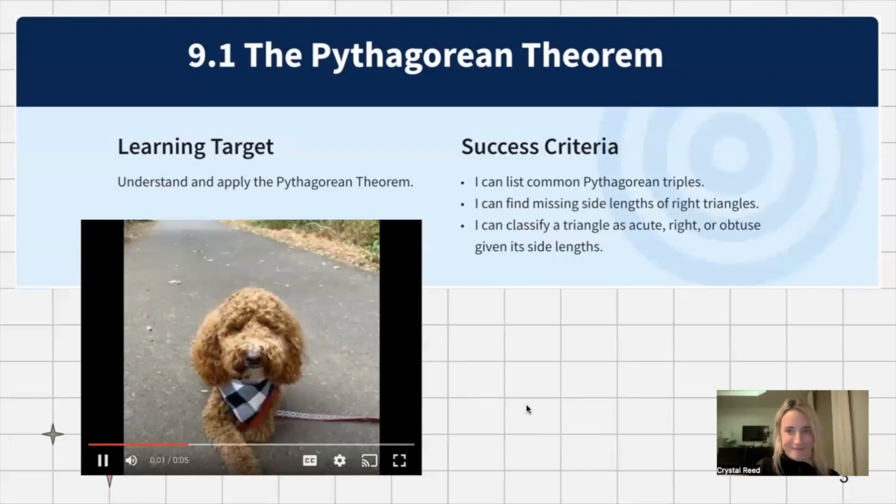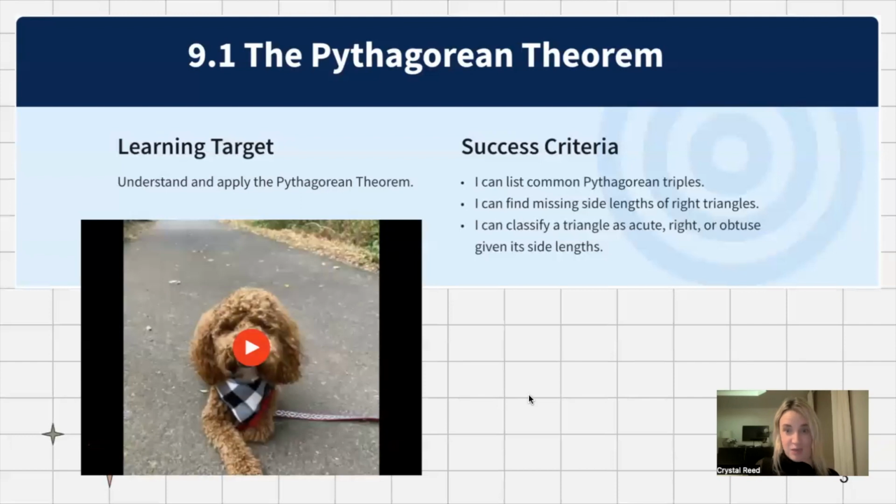It's Pythagorean theorem. It only works for right triangles. Remember that.